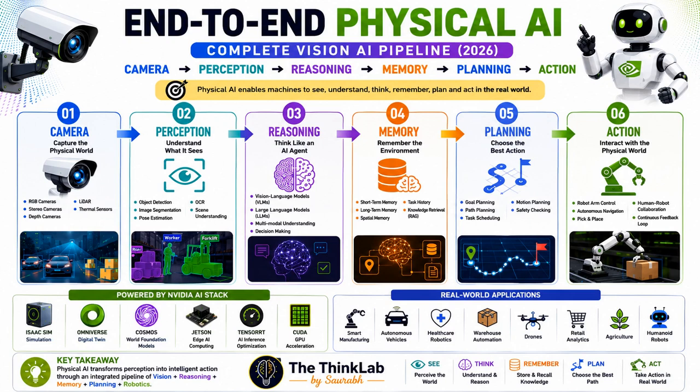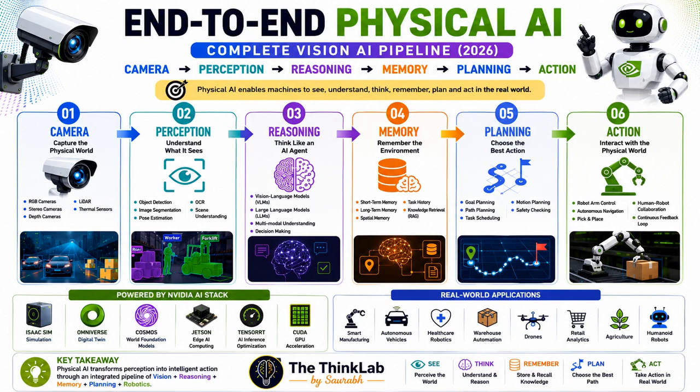So in today's video, we are going to understand one of the most exciting topics in artificial intelligence, end-to-end physical AI. So we will see how an AI system goes from simply looking at the world to actually taking intelligent action, right? By the end of this video, you will understand the complete pipeline in terms of camera, perception, reasoning, memory, and planning and action. This is the same workflow used in modern robots, autonomous vehicles, warehouse robots, drones, and many next generation AI systems.